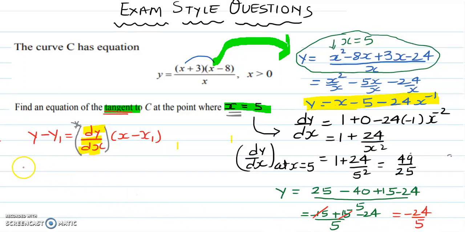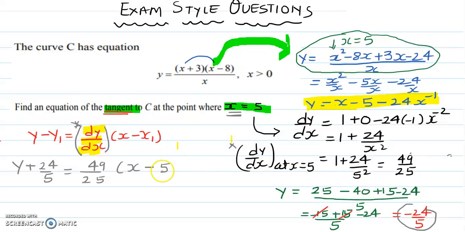So now what will be the equation of tangent? As I said, never ever touch x and y because they are axes. So y, no need to touch. What is y1? y1 is minus 24 over 5. If you put minus, this minus and minus becomes plus. So let's write 24 over 5. dy by dx at x equals 5 is 49 over 25, and never touch x, always touch x1. So x1 is 5. So we have got this.